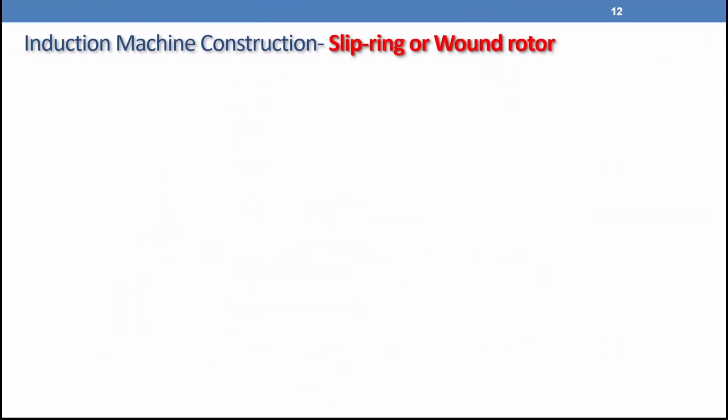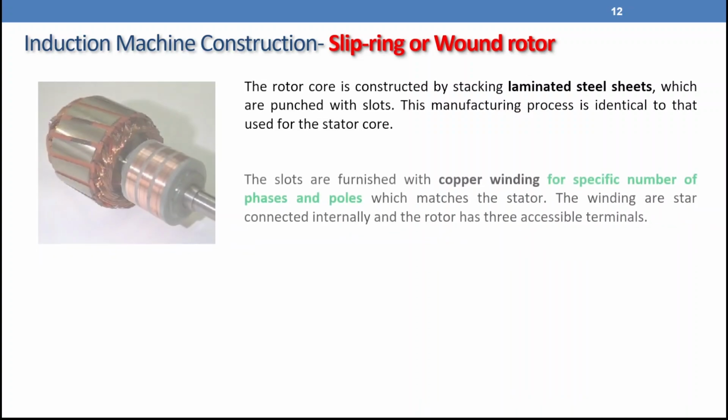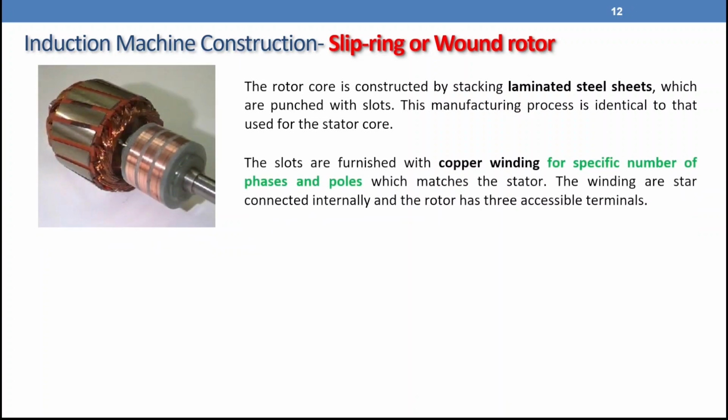Back to the other rotor type, slip ring or wound rotor. It's manufactured identical to the stator or to the rotor of the squirrel cage motor, using laminated sheet steel, and there will be slots formed on the surface of this rotor. So what is the difference between the squirrel cage and slip ring type? The slots are furnished with copper winding for a specific number of phases and specific number of poles.